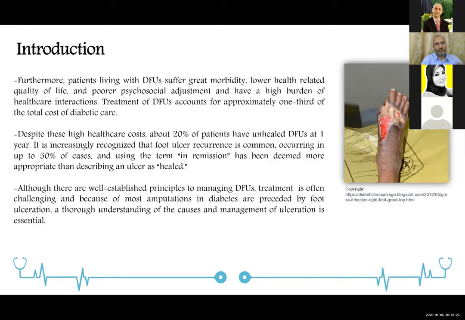It is increasingly recognized that foot ulcer recurrence is common, occurring in up to 50% of cases, and using the term remission has been deemed more appropriate than describing an ulcer as healed. Although there are well-established principles for managing diabetic foot ulcers and infection, treatment is often challenging, and because amputations are preceded by foot ulceration, a thorough understanding of the causes and management of ulceration is essential.